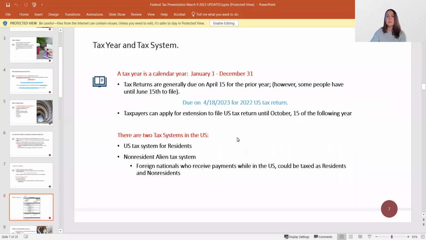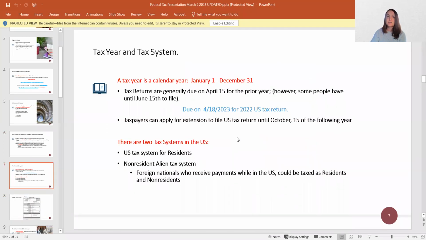So in the US, our tax year is a calendar year. So always think of it as from January until December. In general, the deadline is April 15, but sometimes it falls on the weekends. So this year we have a deadline on April 18 for 2022 tax returns.